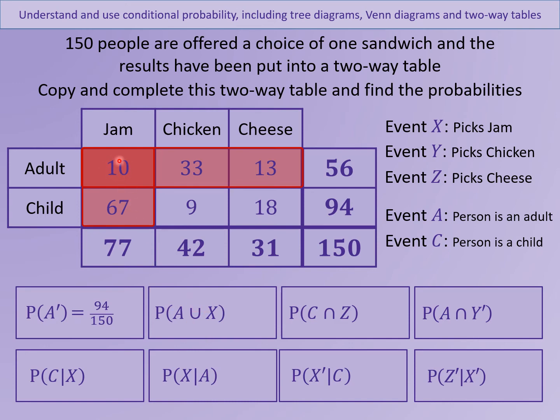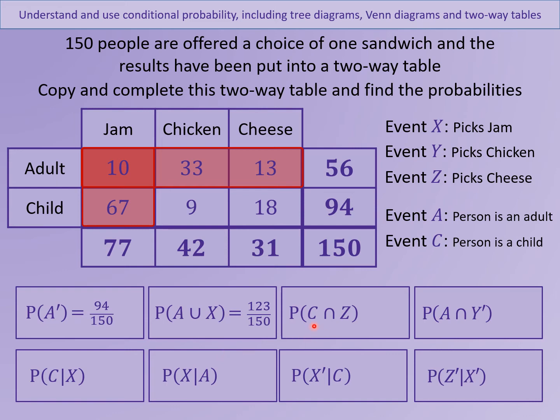So you could do that, 67 and 10, 10, 33 and 13, take away the extra 10, or you could just add up those 4. All right, if you add up those 4, don't forget it's out of 150. So there we go, 123 possible people out of 150. Right, what about this one?